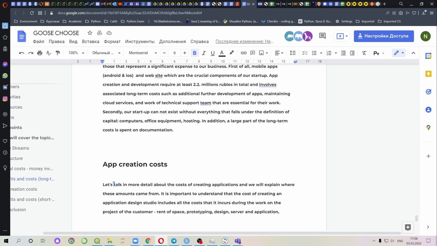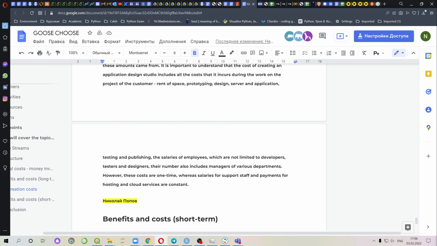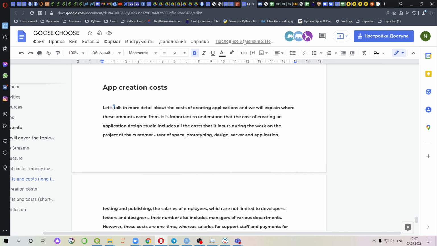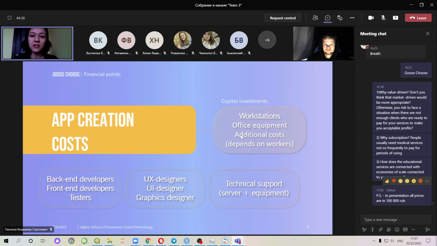Talking about app creation costs, we should say that a lot of money is needed, and it's important to understand that the cost of creating an application in a design studio includes all the costs that it incurs during the work on the customer's project.